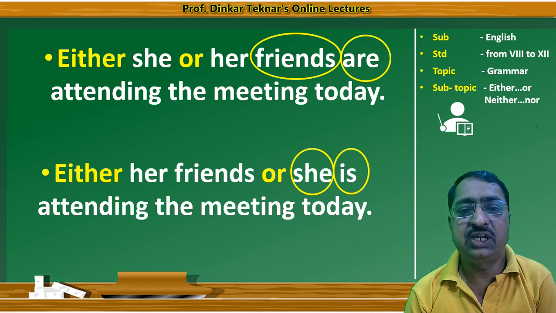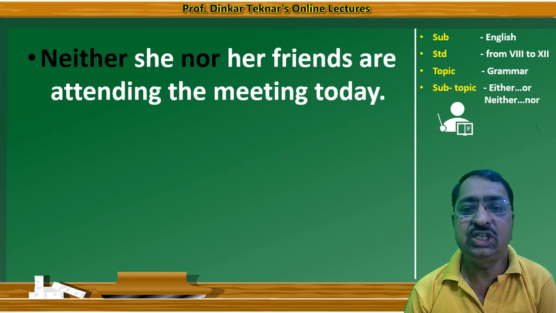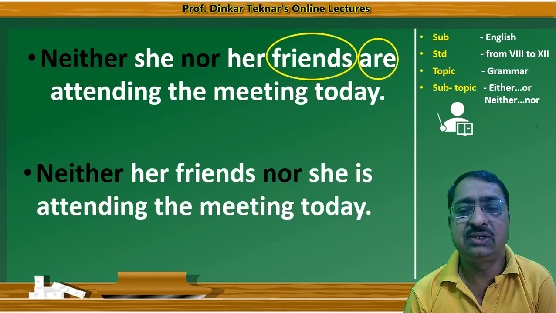So the subject closest to the verb decides the form of the verb. Neither she nor her friends are attending the meeting. In this sentence, friends is a plural subject, so are is a plural verb used with it. In the second sentence, neither her friends nor she is attending the meeting today. She is a singular subject, so is is a singular verb used with she.